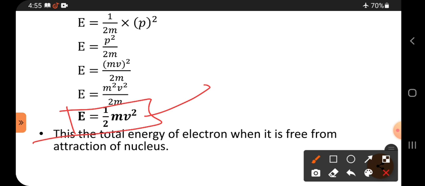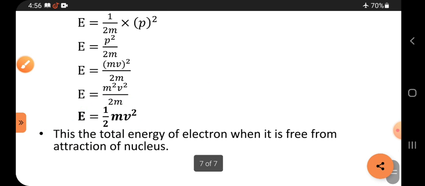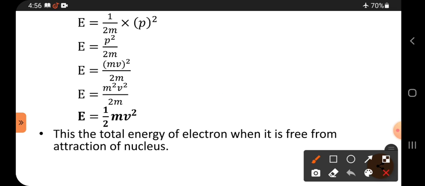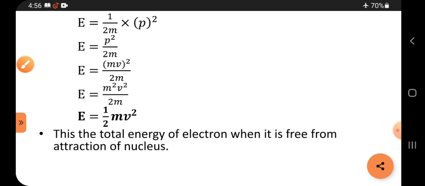So this indicates that when the electron is not attracted by the nucleus, it has kinetic energy, or total energy in the form of kinetic energy. That means it moves freely with the velocity, with the energy half mv square. So it indicates kinetic energy. Now see the final conclusion. This is the total energy of the electron when it is free from the attraction of the nucleus. When it is attracted, we get that formula. When it is not attracted, we get this formula.